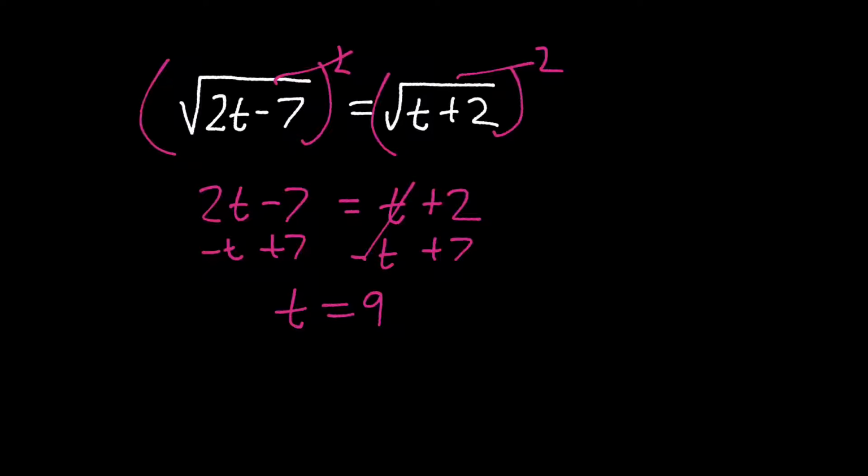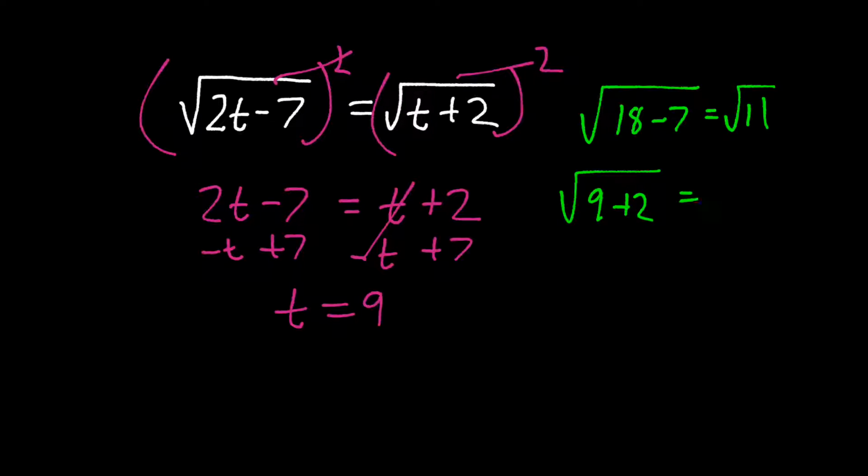Now, being good mathematicians, plug it back into your original equation and see if they equal each other. So we have the square root of 2 times 9, which is 18 minus 7, so we get the square root of 11. And on the other side we have the square root of 9 plus 2, which is the square root of 11. So since both sides equal each other, this is the true solution, t equals 9. Not too much different from what we did in part 1. So let's throw something new at us.